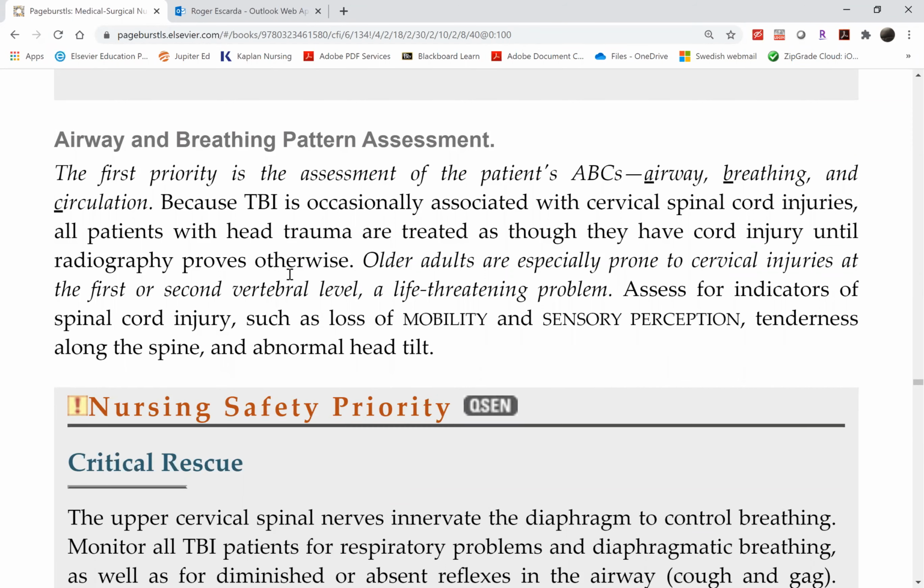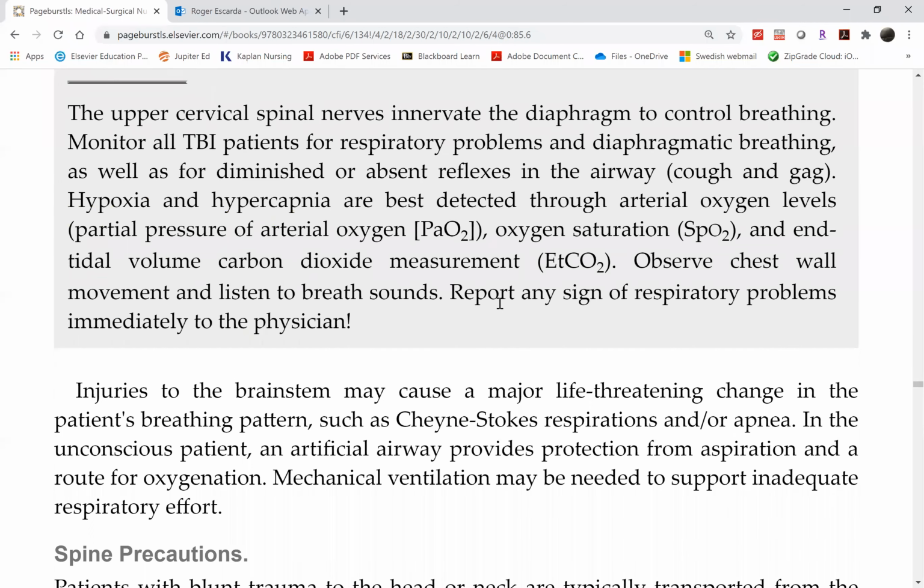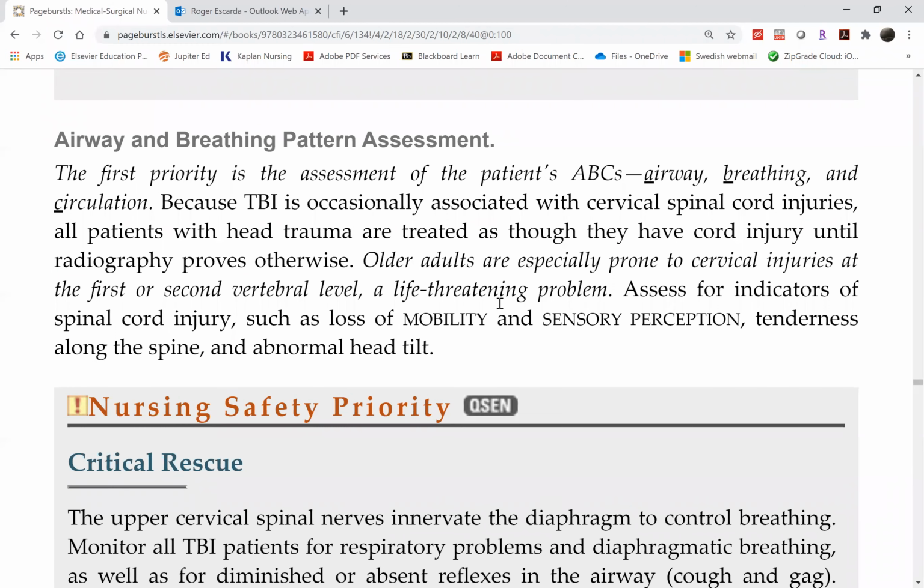Priority assessments in any level, whether mild, moderate, or severe, are always ABC. And of course, you check for other injuries because trauma doesn't always involve only the head. As stated here, the patient may have a spinal cord injury as well. So in any case, we assume that both are present. Is that clear? Meaning on top of your brain injury, you also include spinal precautions. And we will discuss spinal precautions shortly.